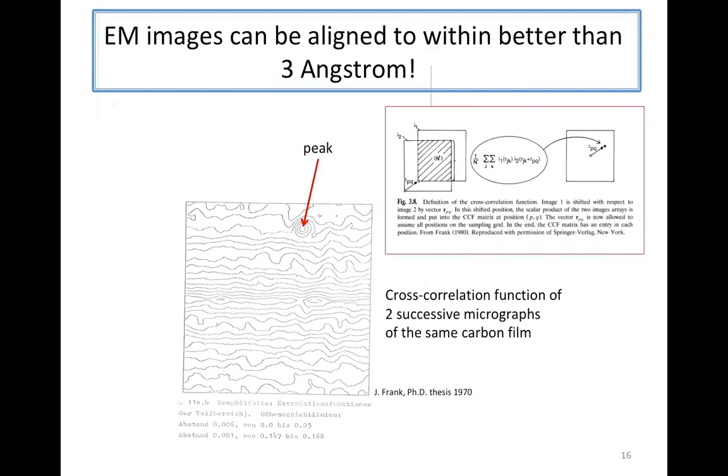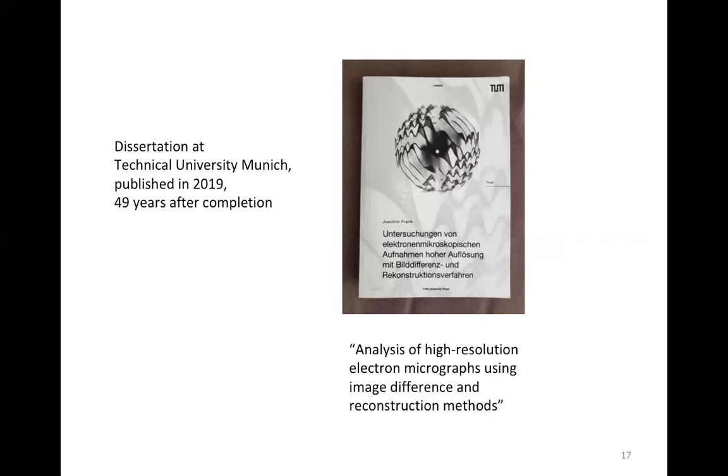And I knew from my PhD thesis that images can be aligned to within 3 angstroms. Among the different subjects I studied in my PhD dissertation was the use of cross-correlation functions to do image alignment. And by the way, my dissertation at the TU Munich was published in 2019, last year, 49 years after completion. And I'm very proud that something that I did 50 years ago has still relevance today.